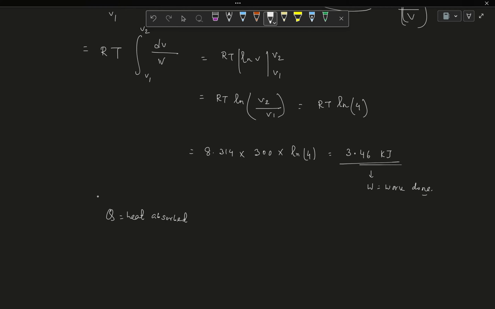So we'll write heat absorbed equal to Q. It is the same as the work done W, and so the heat absorbed will be 3.46 kilojoule, because there is no change of the internal energy of the system. Since the temperature is unchanged, the internal energy will also not change. So this is your answer, and this is option number C that I have marked earlier.